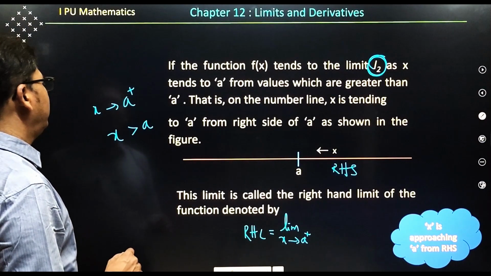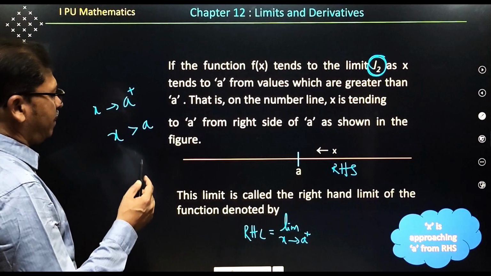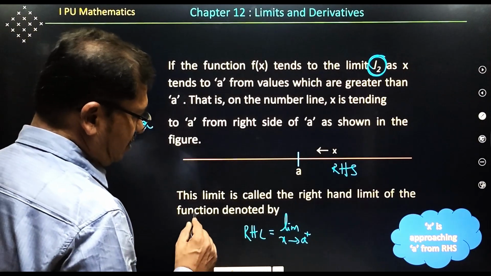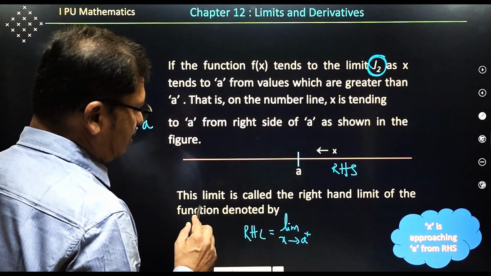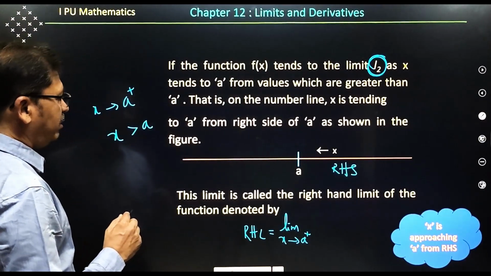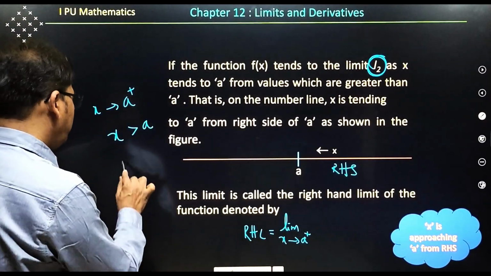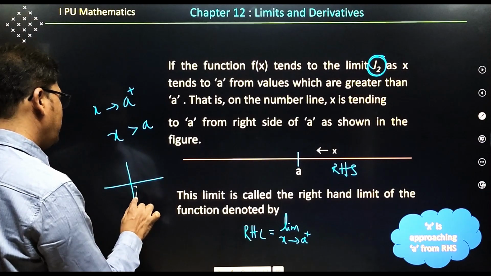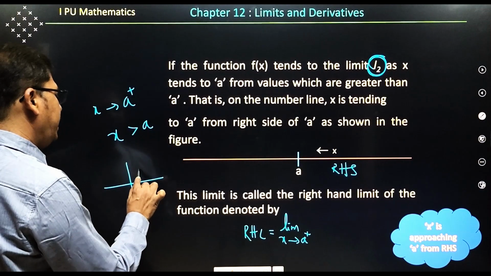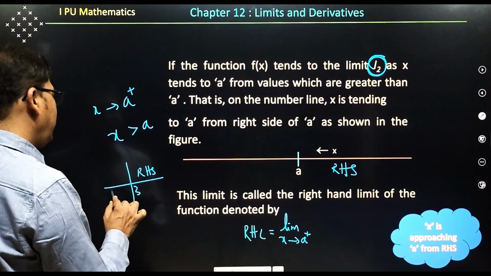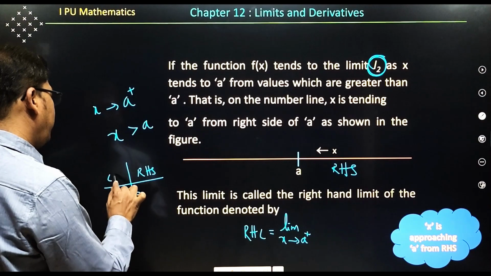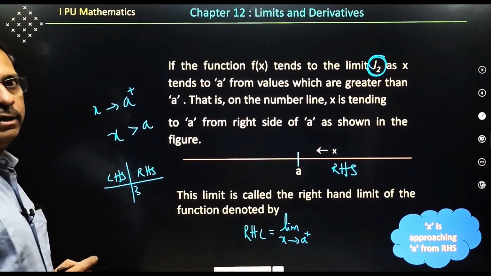X. Yes, a plus means the value of x is greater than a. If you take the previous example, 3 is the point here. This is the right hand side, and this is the left hand side. So that is the idea here.